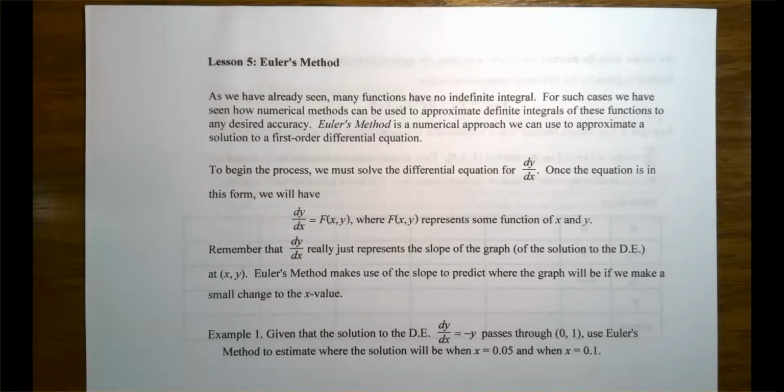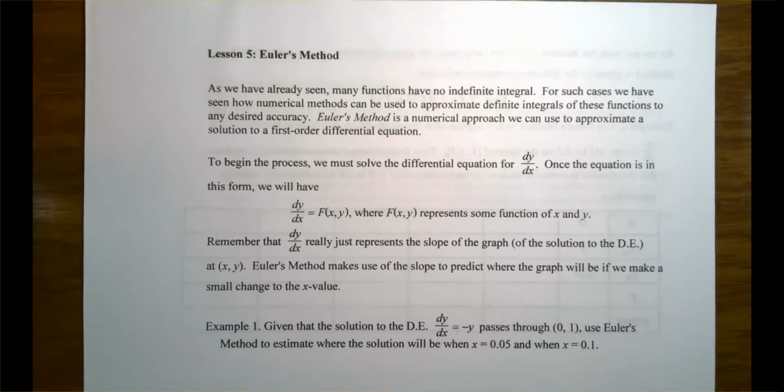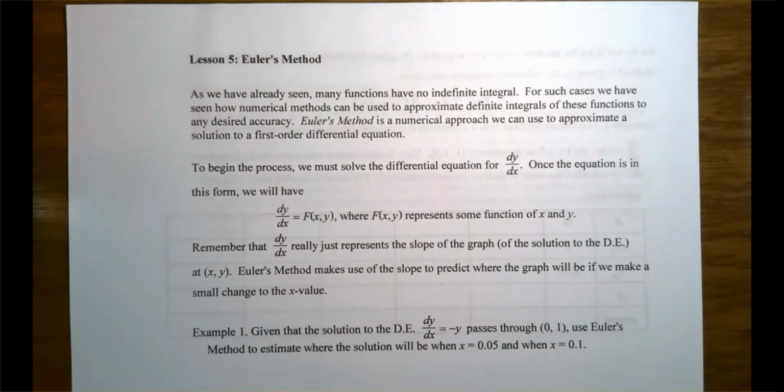So lesson 5 deals with Euler's method. Again, this is the same Leonhard Euler that you've heard of before, dealing with sequences and series and many other things. But it's a method for coming up with a numerical approximation to a solution to a differential equation.